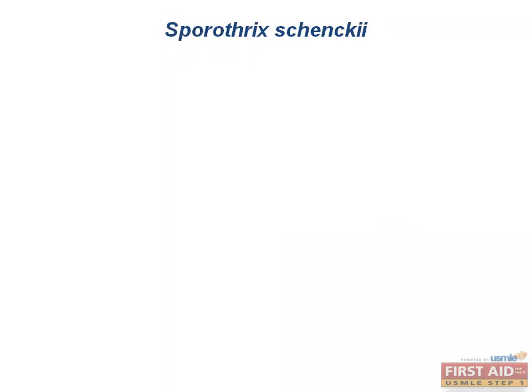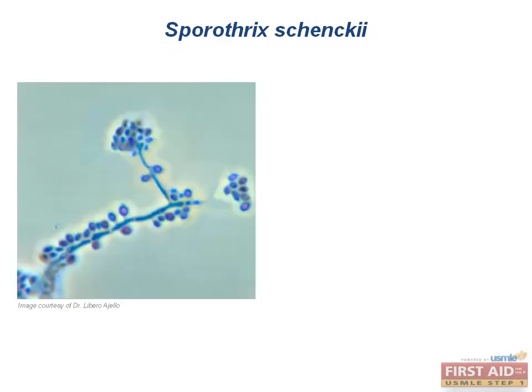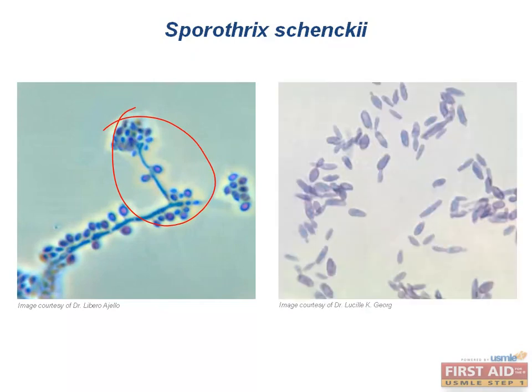Sporothrix schenckii causes a subcutaneous infection. It's a dimorphic fungus in that it is a mold when it grows on plants and a yeast within the body. Here it is in the mold form. You can see right there. Very classic appearing mold. And here it is in the yeast form. The spores of the mold enter at the site of skin trauma, and then they're going to differentiate into the yeast form within the body.